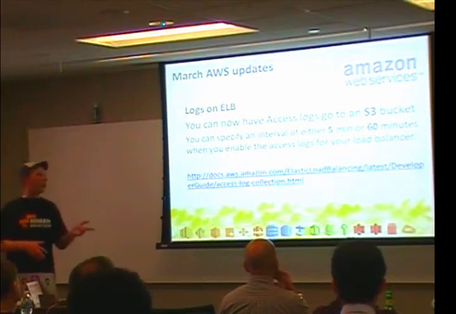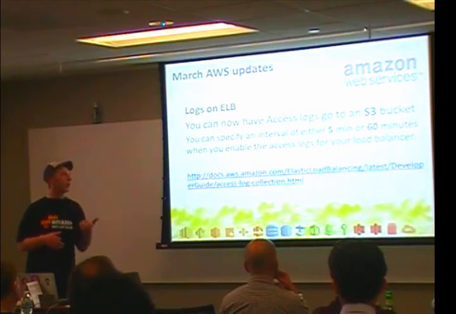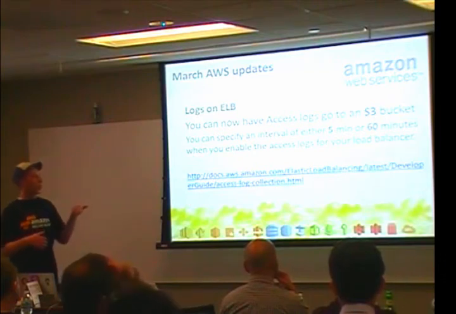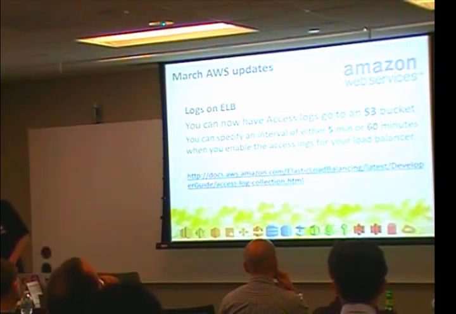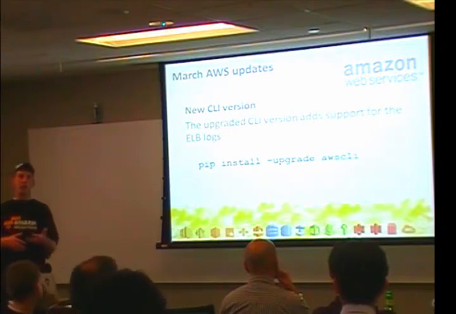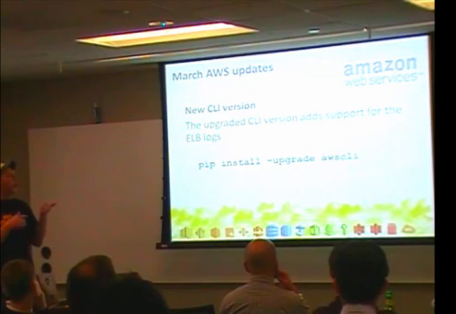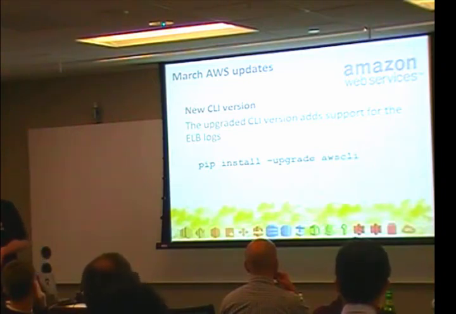A big one I thought was there's now logs on ELB. You can now have access logs that go into an S3 bucket, and you can specify intervals of 5 or 60 minutes. More information is at the URL, which we'll post on the slides on the group. There's a new CLI version. We talked about the CLI last month, but instead of installing, you can just use pip install with the --upgrade, and that upgraded CLI version will allow for the support of the ELB logs.